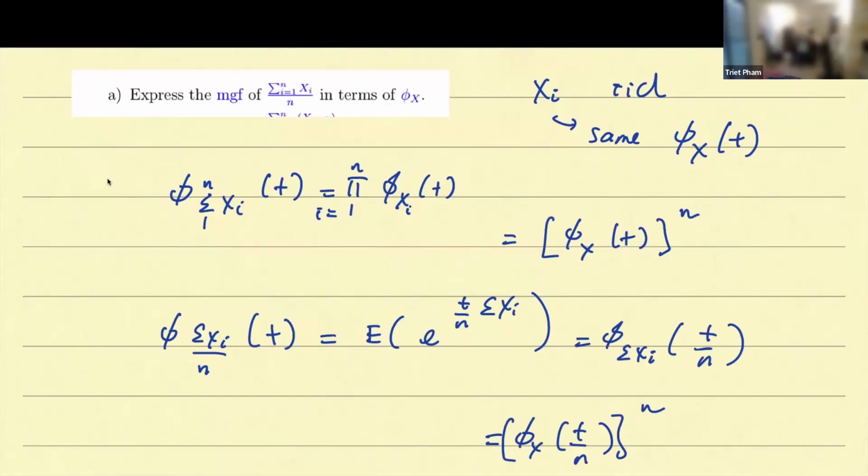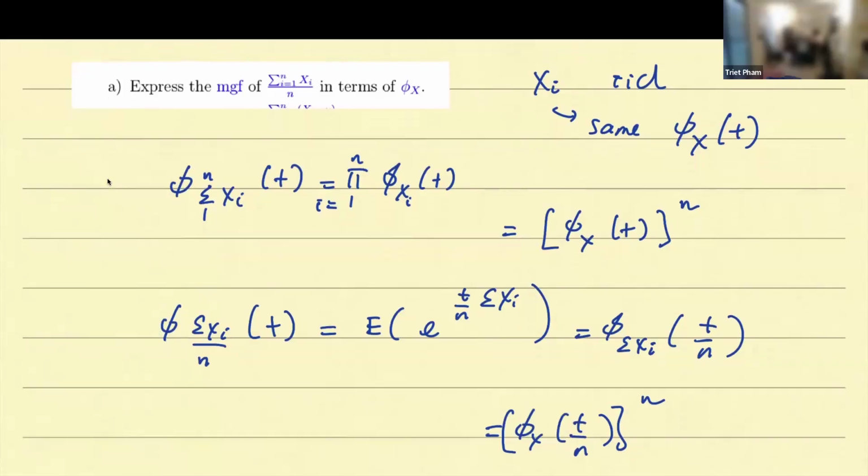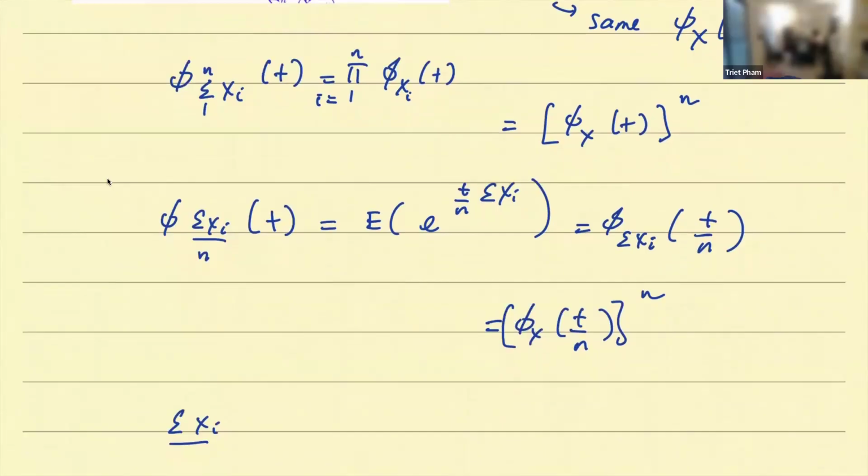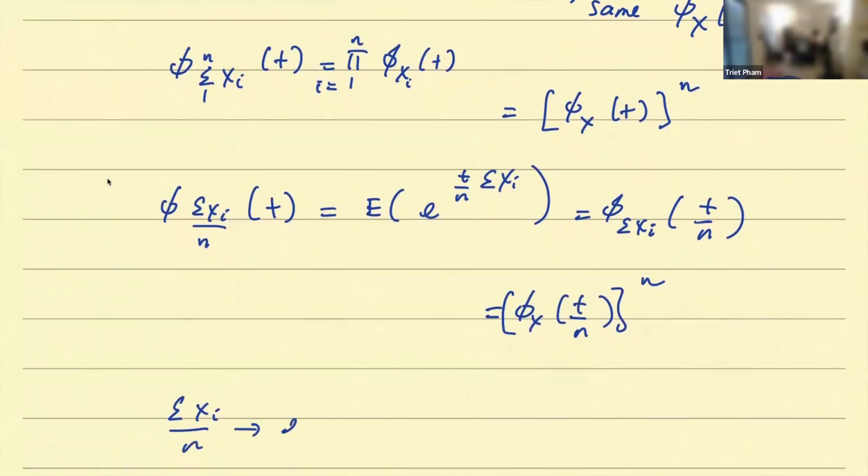Any question about this? All right, so let's show you the magic, or what is at stake here. What is at stake here is the claim that the sum divided by n converges to mu as n goes to infinity. Okay, that's what is at stake.